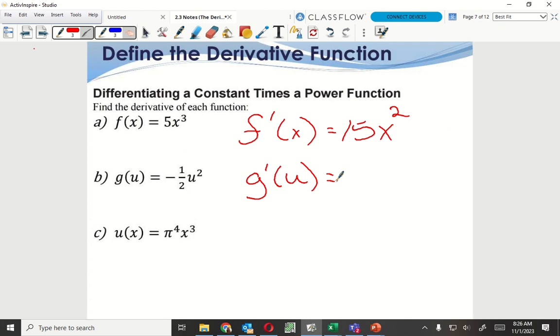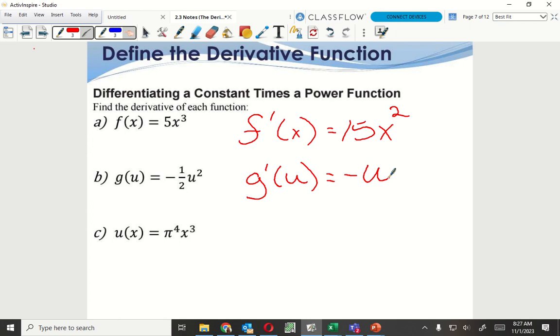-1, because it is -1/2 times 2, right? So it's -1 or just negative u raised to the first power, right? Because 2 minus 1 is just going to give me 1. Do I need to put the 1 there? No, it's not necessary to put the 1 there. But if you need to remind yourself where it came from, you can put it there. I'm not going to mark it wrong for anything.